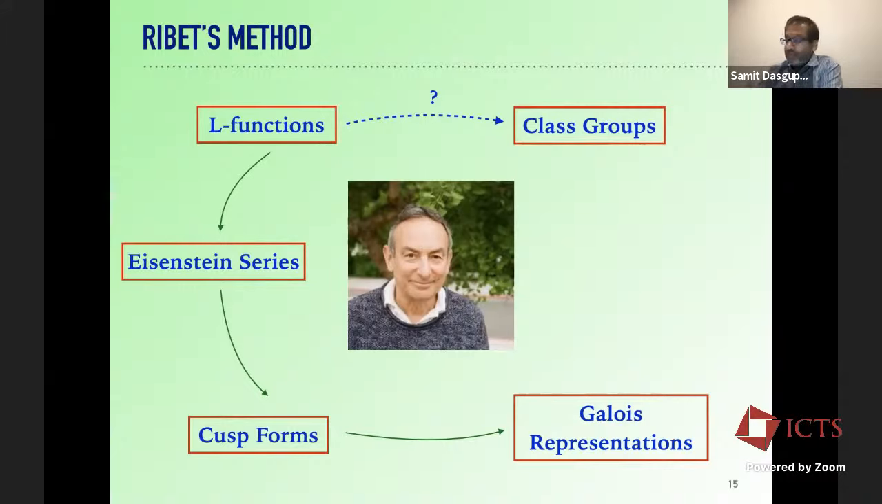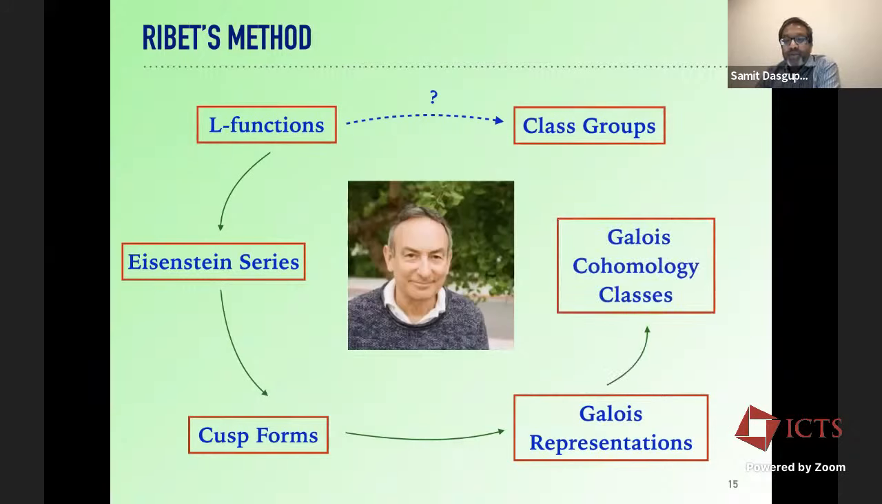Once you have this Galois representation, if it turns out to be reducible, or if some reduction of a Galois representation is reducible, which is what happens when you have a congruence between an Eisenstein series and a cusp form, which is what we construct, then you have a Galois cohomology class that arises from that Galois representation. And then you need to make some connection between the Galois cohomology class and the class groups. And I've already described that.